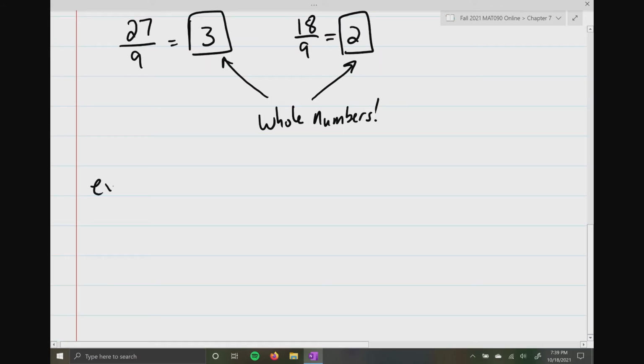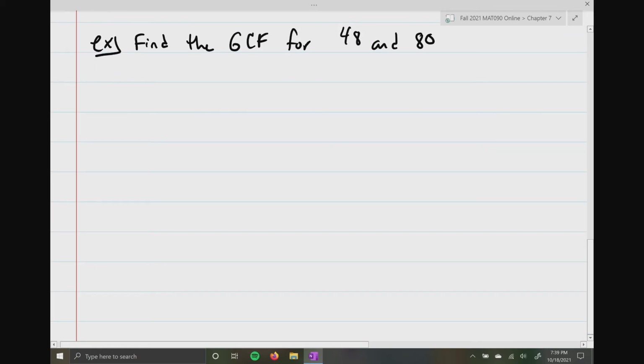I think it's always good to show more. So find the GCF for 48 and 80. Now, once again, we're going to use our prime factorization technique. So 48, and I'm just going to break this down real quick. I know 48 is going to be 4 times 12. I can break this down into 2 times 2. I can break this down into 2 times 6 and 2 times 3.